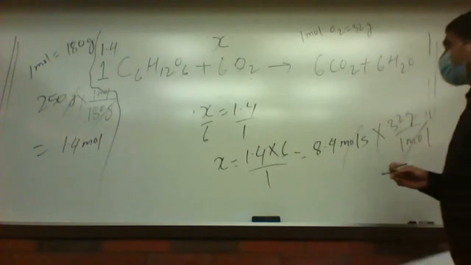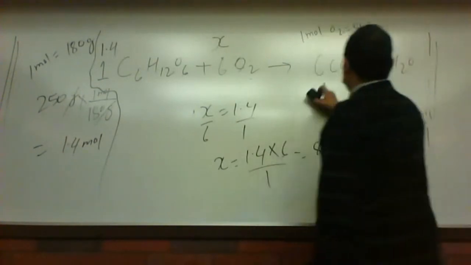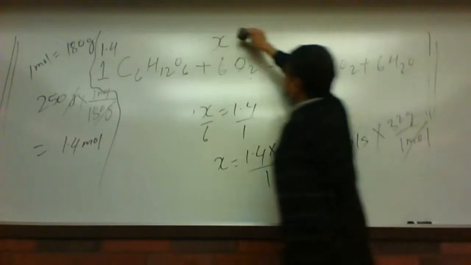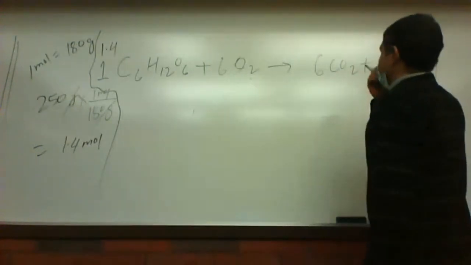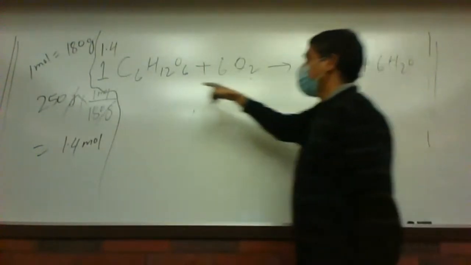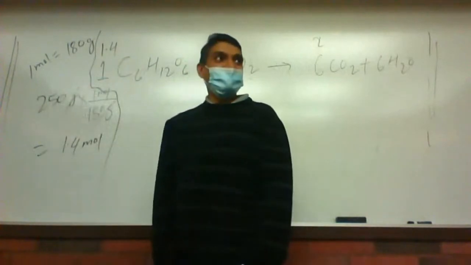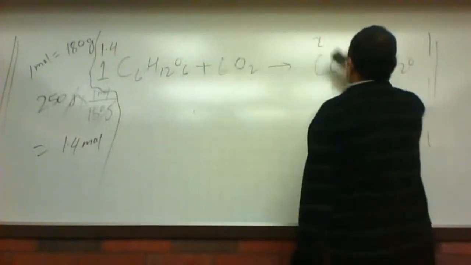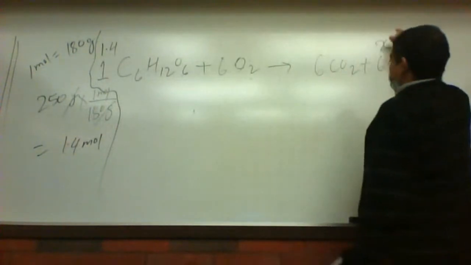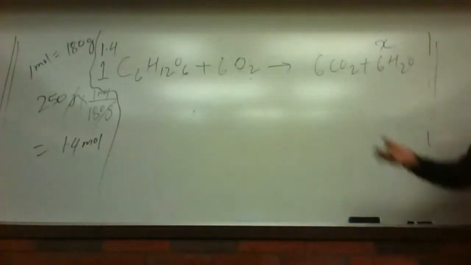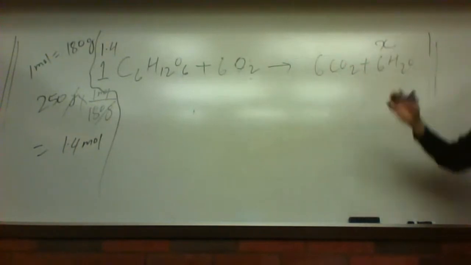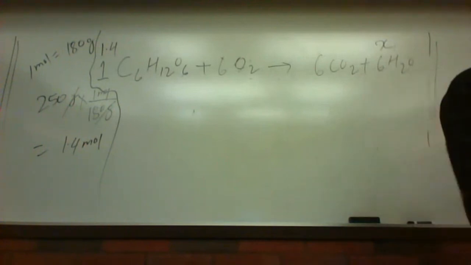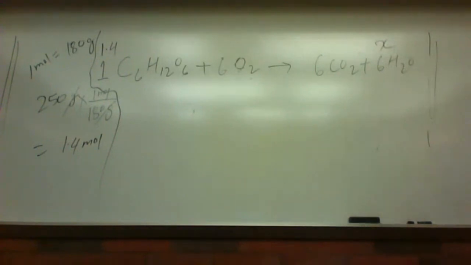So if the question asks you how many moles of carbon dioxide you produce, you put X here. So X by 6 is equal to 1.4 by 1, and then you solve for X, right? If the question asks how much water is produced from the reaction, put X here and calculate that, the same way. This gives moles, and if you want to convert into gram, multiply by that factor: 1 mole of water is equal to 18 grams. Easy? Just like that.